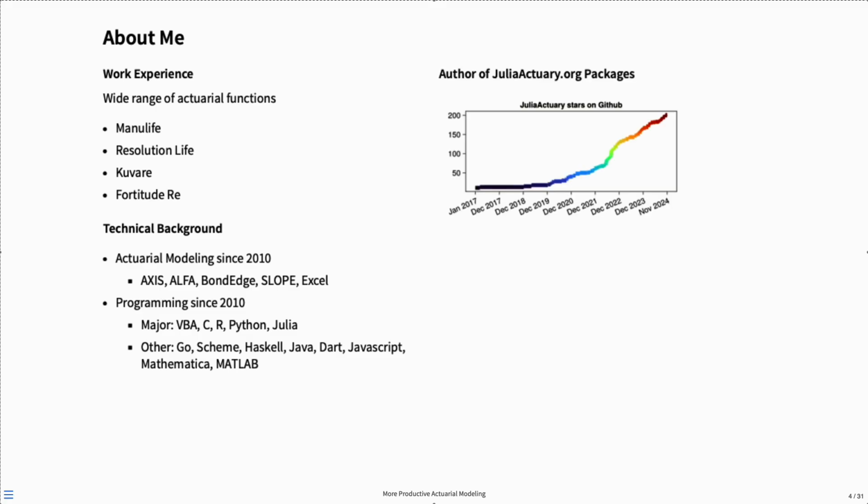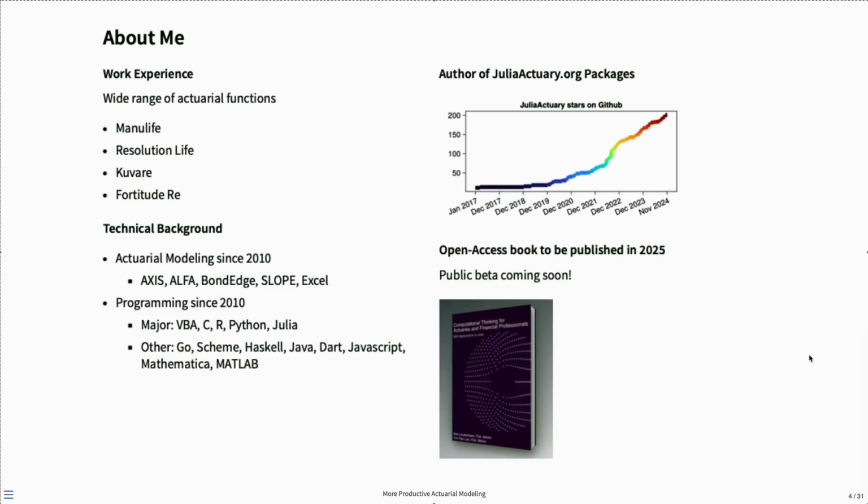I am also the author of Julia Actuary Packages, which collectively is one of the most popular set of actuarial packages on all of GitHub. Announcing publicly for the first time, I plan to publish a book with my co-author Lee Yoon Tien titled Computational Thinking for Actuaries and Financial Professionals sometime in 2025, and we anticipate a public beta for the open access book to be coming soon. Follow juliaactuary.org for updates on that.